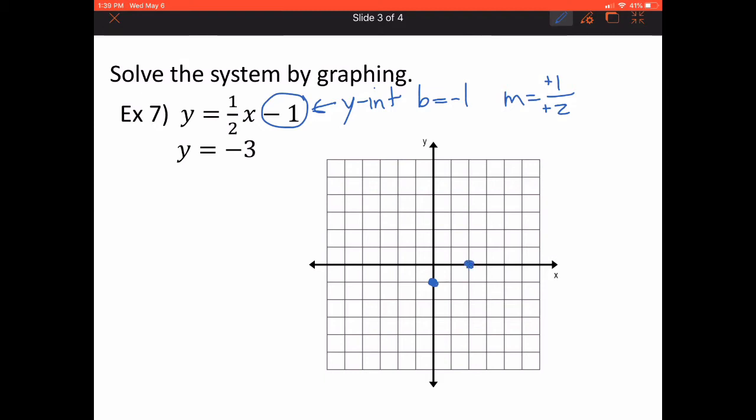And I need to do that as far as I can. And I need to go the opposite directions too, just in case they intersect over there. So I'm going down 1, left 2. And I draw my line.